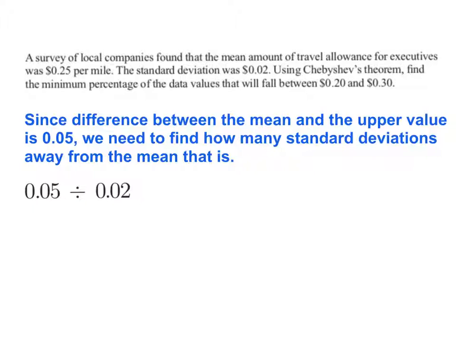So what is that? What's 5 divided by 2? 2.5. Okay, that's 2.5. So what does 2.5 represent? What does that equal to? K, which means 30 cents is 2.5 standard deviations away from the mean. Okay, that equals K. And if I have K, I can plug it into the formula and just simplify it. So do that. Plug that into Chebyshev's theorem and see what you get as a percent.